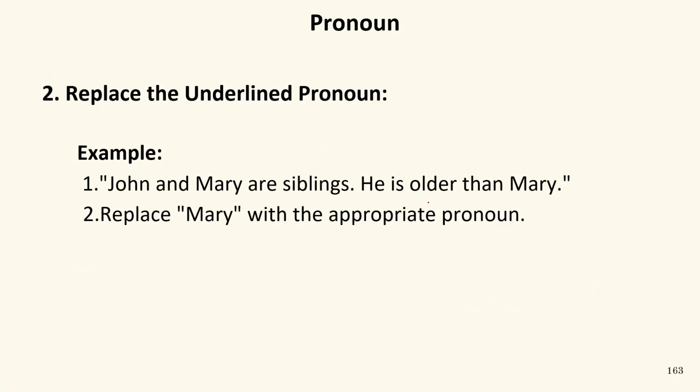John and Mary are siblings. He is older than Mary. Now you have been asked to replace the underlined pronoun. So here, Mary. You have been asked about Mary, to replace Mary with an appropriate pronoun. Now we know well that Mary is used for a girl, so we can write she. John and she are siblings. We cannot write John and her because we need a subject over here, so John and she.